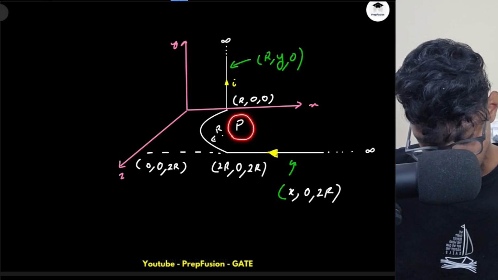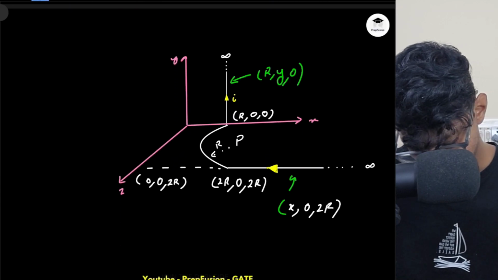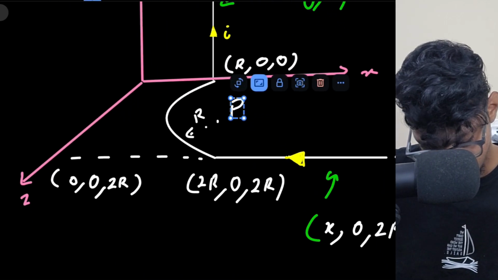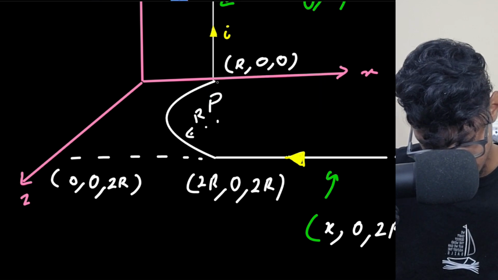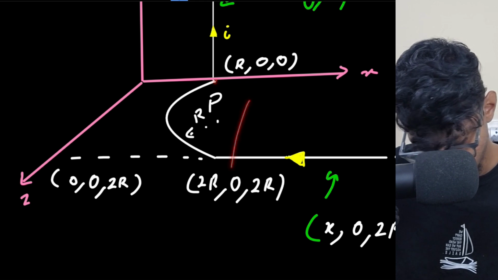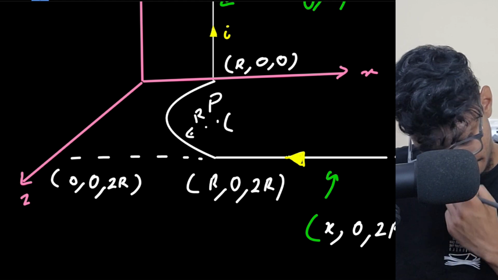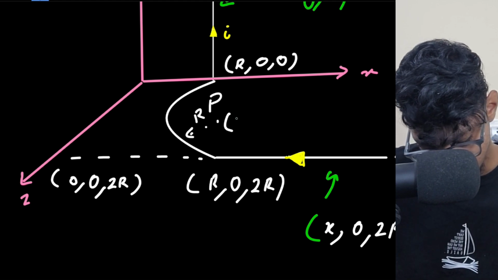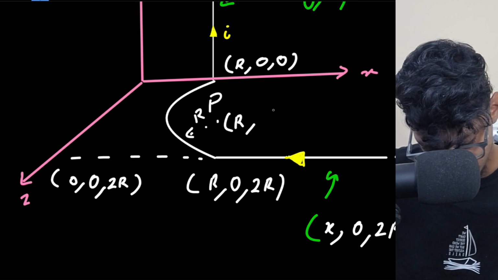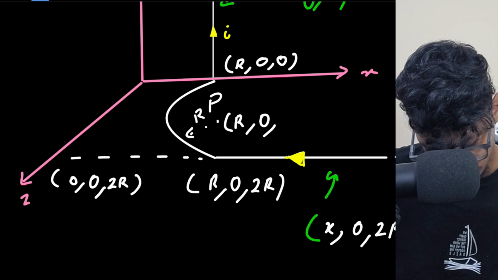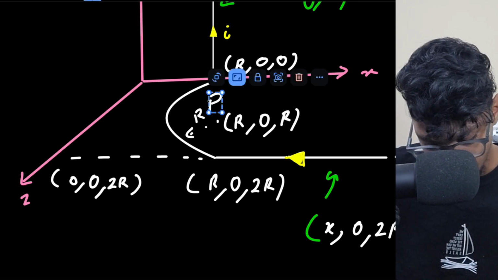So actually, can you comment about this point? This point is lying at the center of this and this is just a straight line. So the coordinate of this point will be, this here is r. Okay, one mistake I've done. This is not 2r, this is r only. So r comma y. What is y? Y is simply 0 actually, and z is r only.